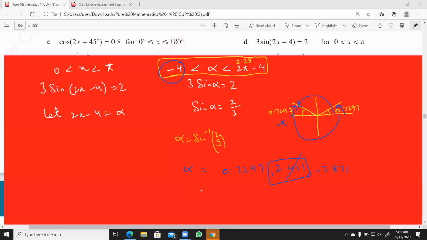So I have my alpha here, which is going to be 0.7297 and minus 3.871. I'll go back to this equation here. Your 2x is going to be alpha plus 4, and your x is going to be alpha plus 4 over 2. You put this alpha here. Please tell me quickly what is 0.7297 plus 4 over 2.